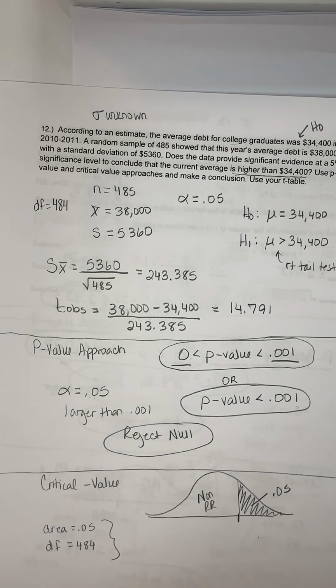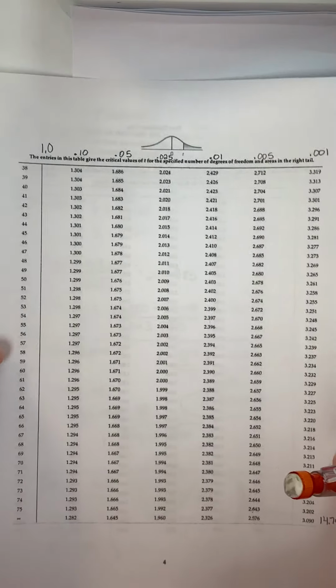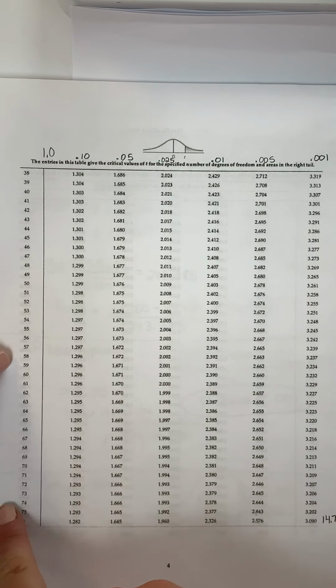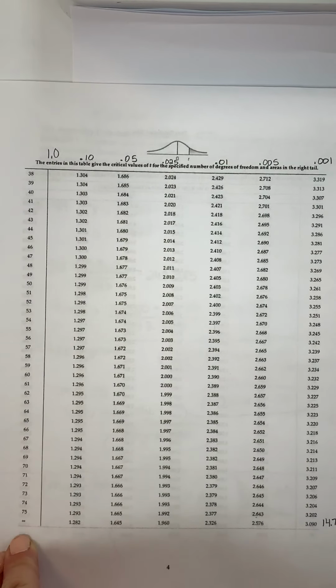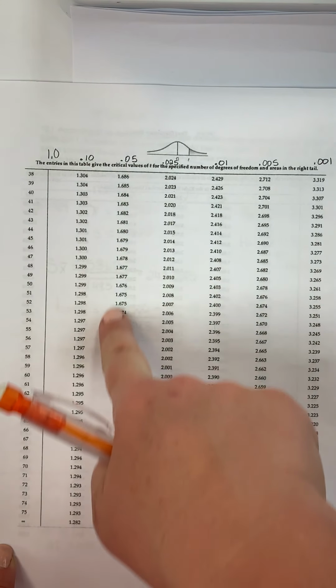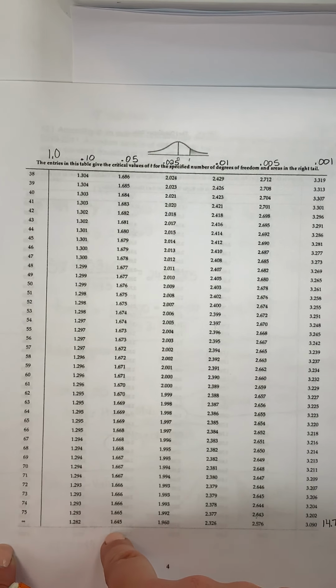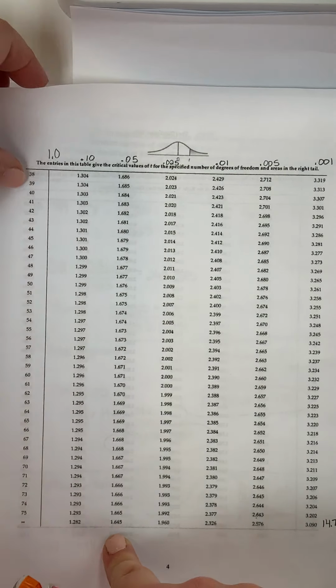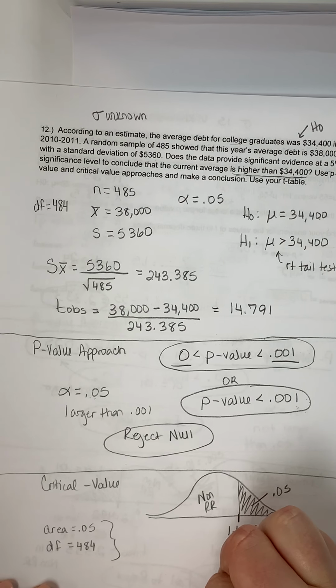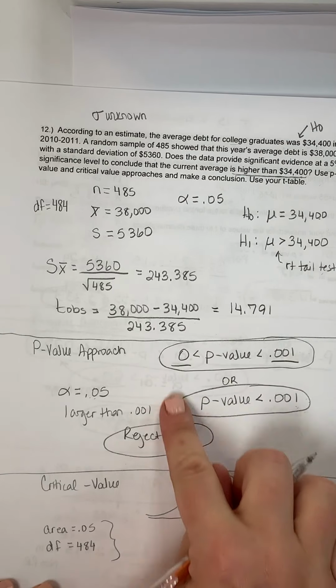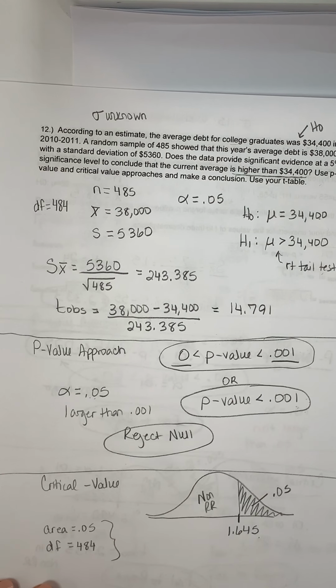Okay, so we know that 484 means we're way down here at infinity. Our area was 0.05, which is here. Bring it on down. Our critical value is 1.645. So you don't have to do any of this craziness when you're using the critical value approach.